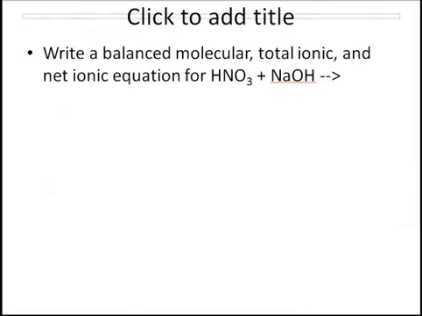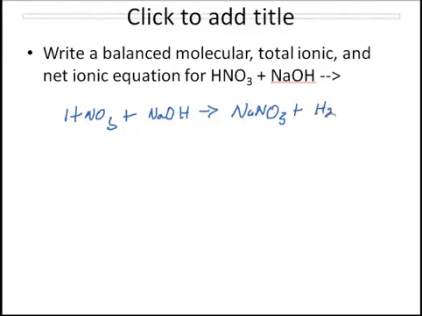So pause the video right now and give this problem a try. Write the balanced molecular, total ionic, and net ionic equation. So let's see how you did. Well, first of all, I'm just going to write out HNO3 plus NaOH yields. Now this is a double replacement reaction, so I'm going to have NaNO3 plus H2O. Okay, so there's my molecular equation, and notice everything's 1 to 1 to 1, so that's kind of handy, right?